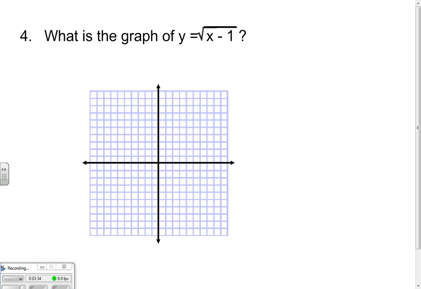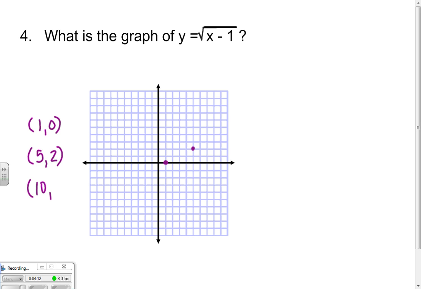All right, so speaking of left-right movement, that minus 1 inside actually moves it to the right one. So now my starting point is at 1, 0. Now the smart values that we picked in the first couple aren't just as smart here, because if I put a 4 in, 4 minus 1 is 3, and I don't know the square root of 3. So instead, because I moved everything to the right one, instead of picking 4, I'm going to pick 5. And instead of picking 9, I'm going to pick 10. Those numbers are 1 unit to the right from what I normally would pick. If I put a 5 in, inside the radical, I get 5 minus 1, which is 4, and the square root of that is 2.